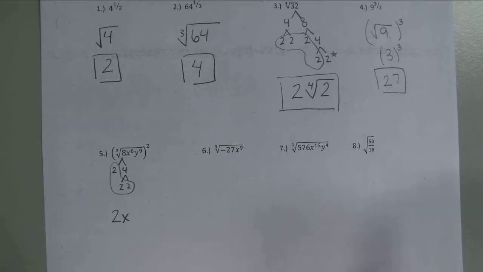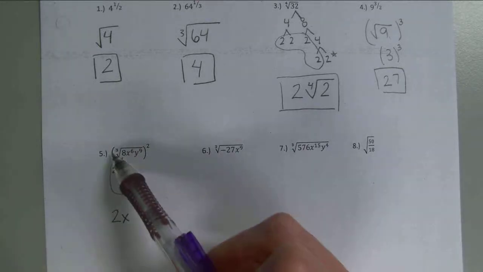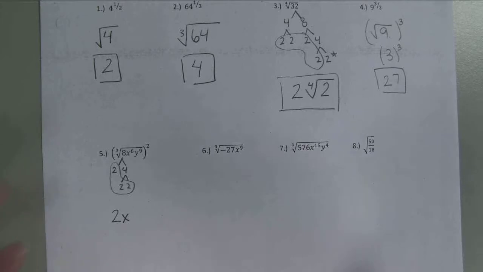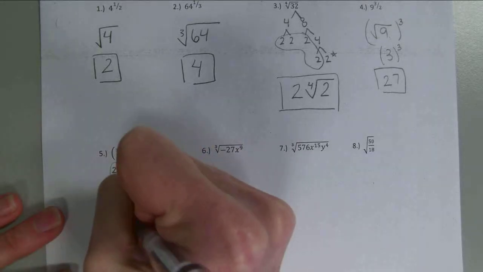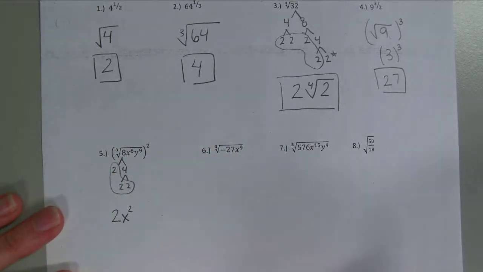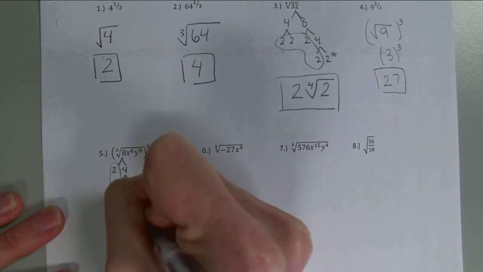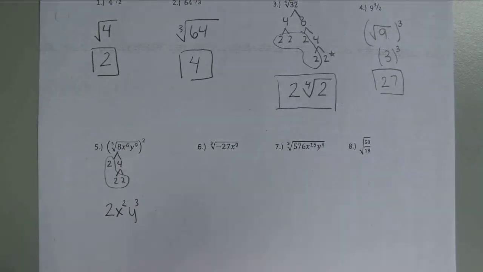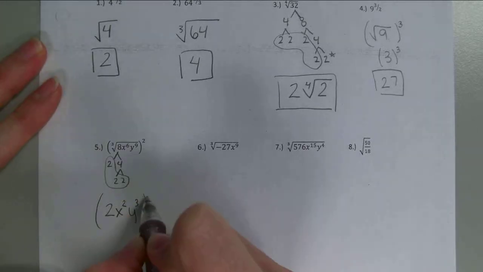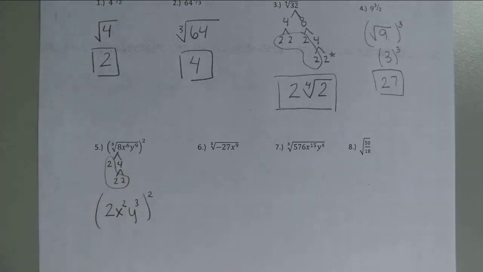2, right? We divide the index, this 3, into 6. How many times does 3 go into 6? Twice. So how many y's will come out? 3. So, when we break the radical down, just the radical itself is 2x squared y to the third, but what do we still need to do? Square it.